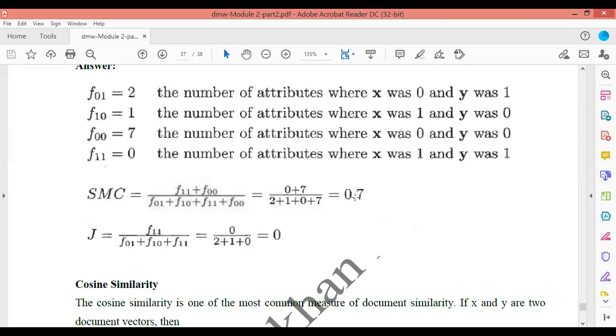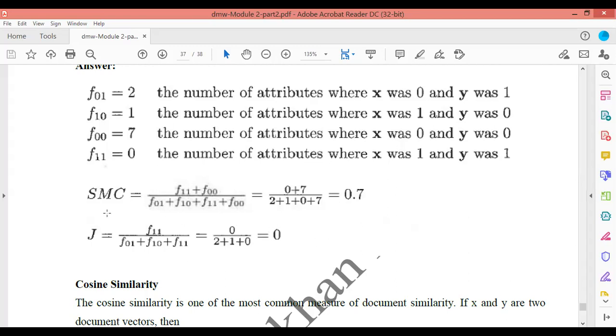So 0.7 means that it is closer to 1. It means that both the vectors are approximately similar to each other. In the same way, for the Jaccard coefficient, J is equal to f11 divided by (f01 plus f10 plus f11). f11 is 0, f01 is 2, f10 is 1, and f11 is 0. So 2 plus 1 plus 0. If you divide 0 by 3, it will be 0.